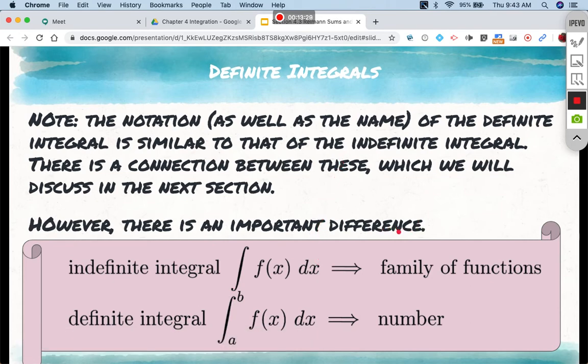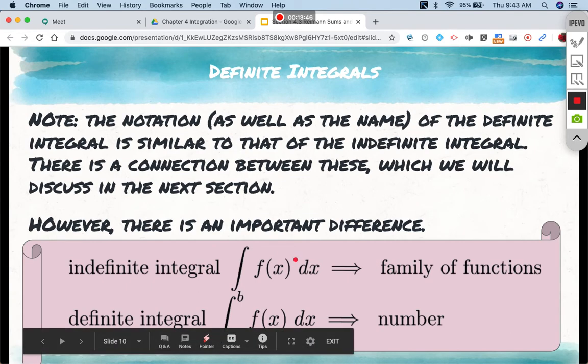When we do the indefinite integral, we are finding a family of functions. The answer to this is going to be another function. And it's actually going to be an infinite number of functions because we always have that plus c on there. When we do a definite integral, we are looking on a closed interval from a to b, and my answer is going to be a single number. It's not going to be a function, it's going to be a number.